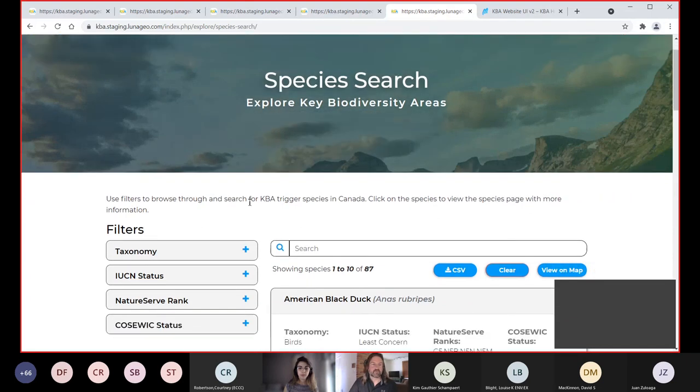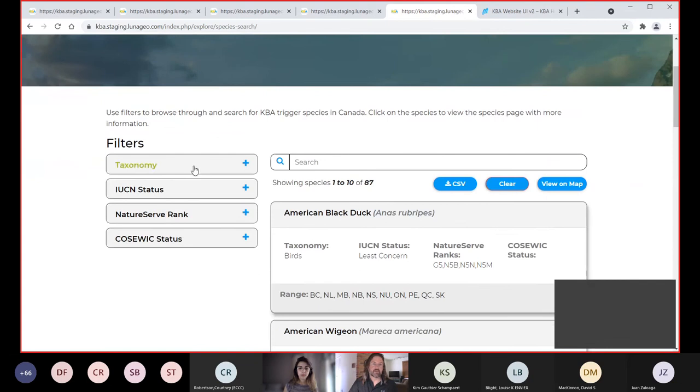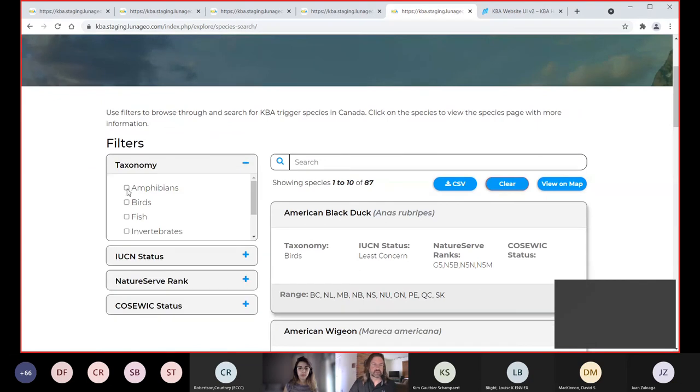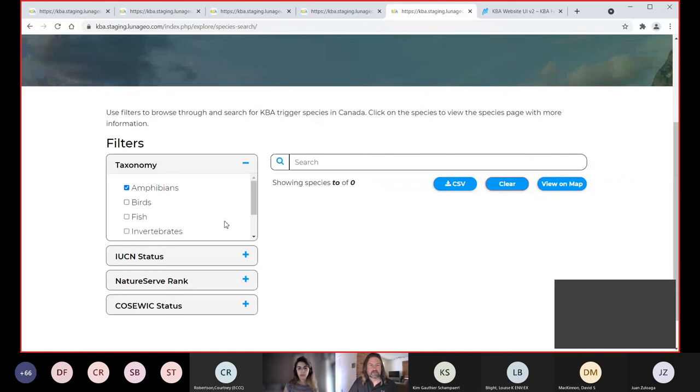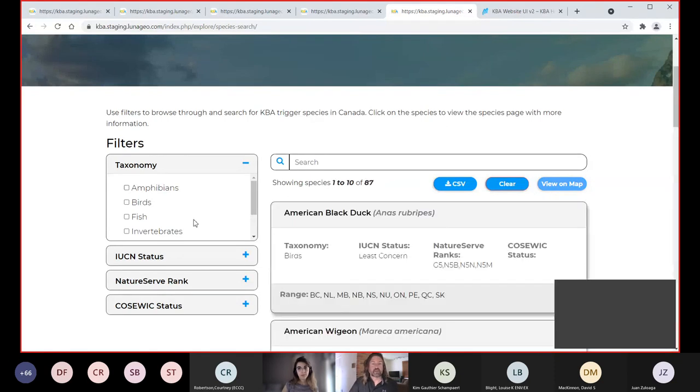Again, you could use these filters on the side. And we only have bird data, so this one isn't particularly relevant at the moment. But if I only wanted to see amphibians, I could click that box and it would only show me the species, those that belong to that group.